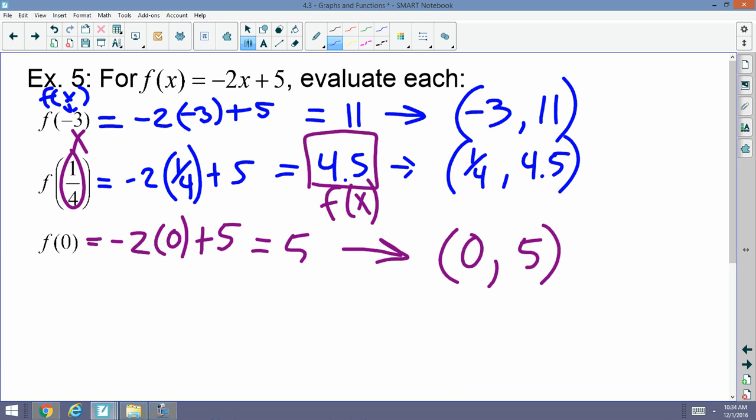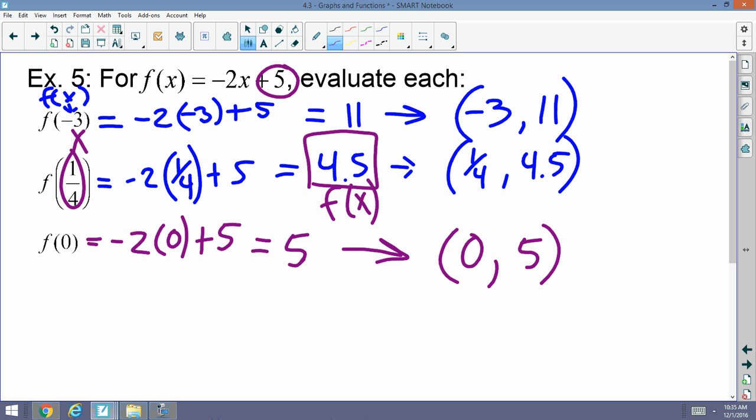Do you guys see this? Negative 2 times 0 is 0. 0 plus 5 is 5. Because 5 is not an x. I'm just replacing every x with 0. Every x.